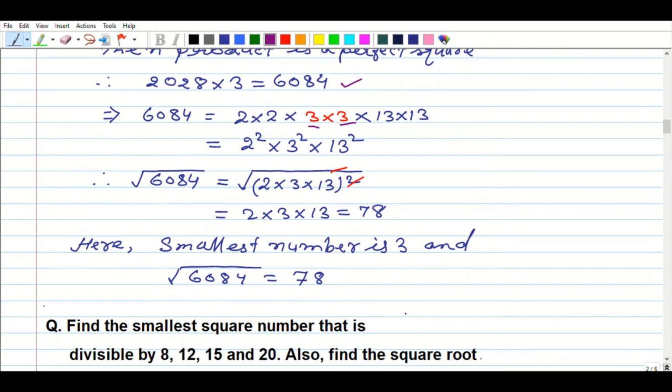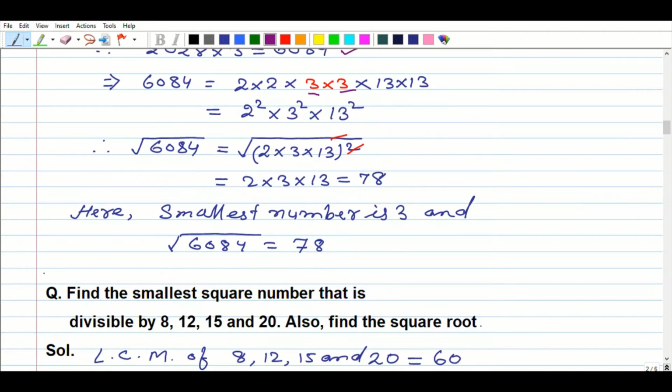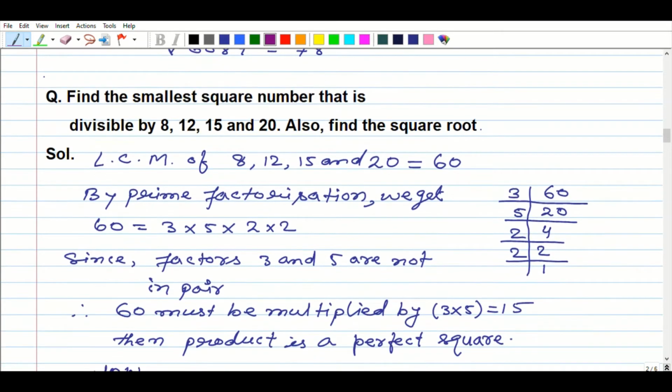And now the next question. Find the smallest square number that is divisible by 8, 12, 15, 20. Also find the square root. In such type of question, we first find the LCM of the given numbers. So I have done here the LCM of 8, 12, 15 and 20, which equals 60.